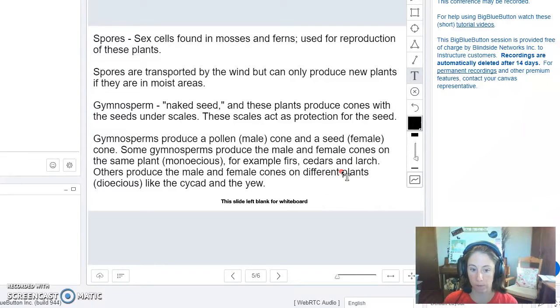Now the female part of the cone is the seed plant. So we're talking about our sex cells here, the male and female parts of the plant, the pollen and the seed. Now, some gymnosperms produce both the male and female parts on a single cone. These are monoecious, like cedars and larch. Other gymnosperms produce the male and female parts on different plants, and these are dioecious, like cycads and yews.